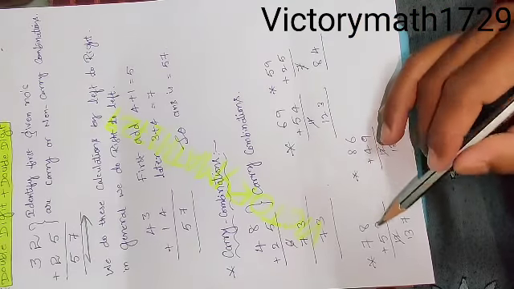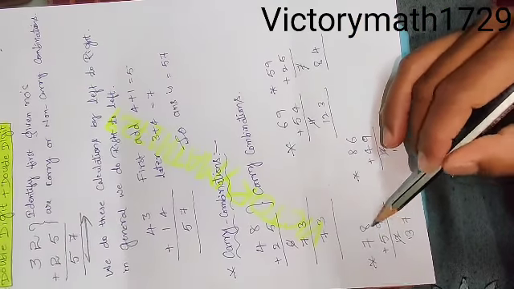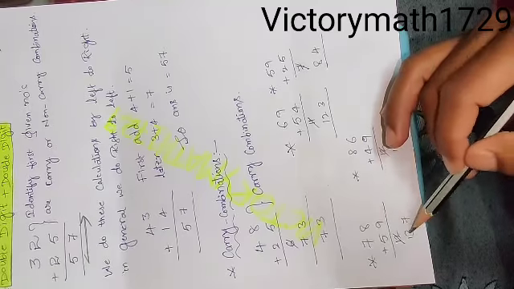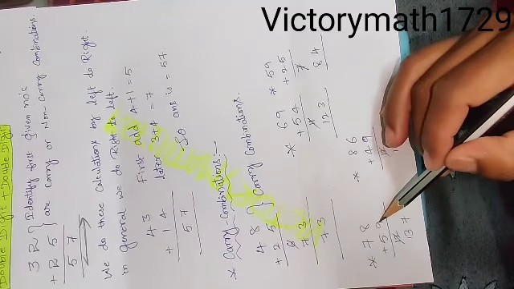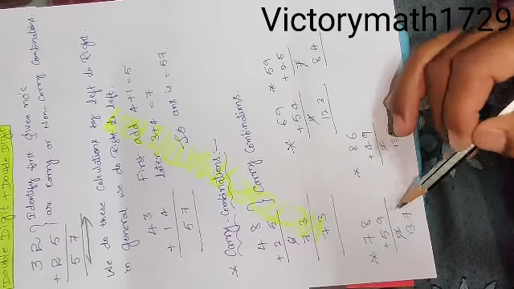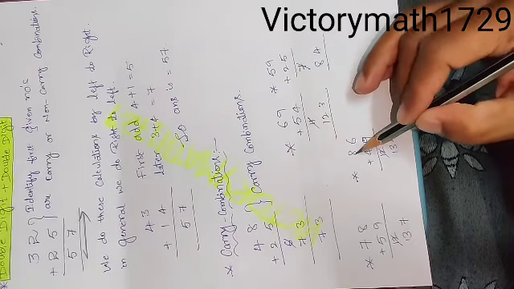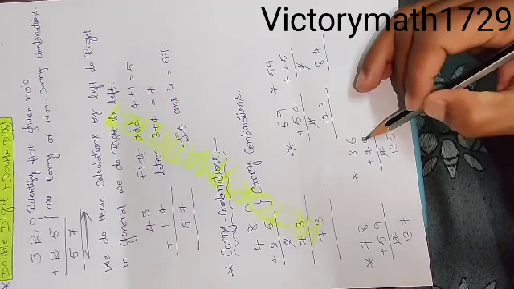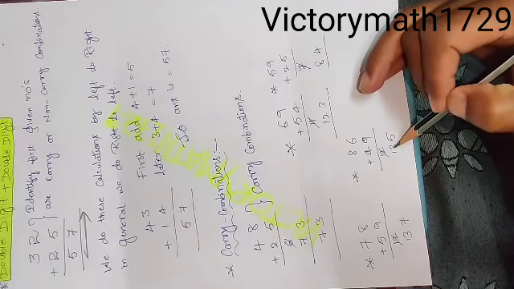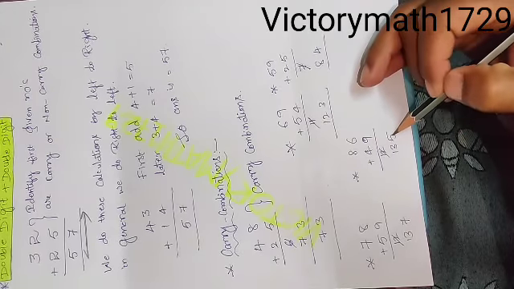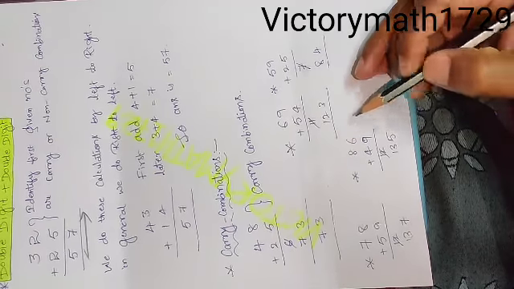78 plus 59. 7 plus 5 is 12. Here there is a carry combination, so 12 becomes 13. The end digit of 8 plus 9 is 7. So the answer is 137. Next, 86 plus 49. 8 plus 4 is 12, but there is a carry combination, so 12 becomes 13. 6 plus 9, its end digit is 5. So 135 is the answer.